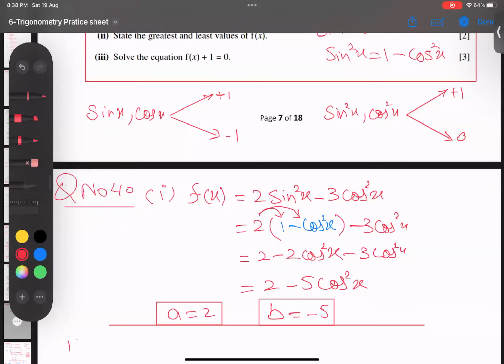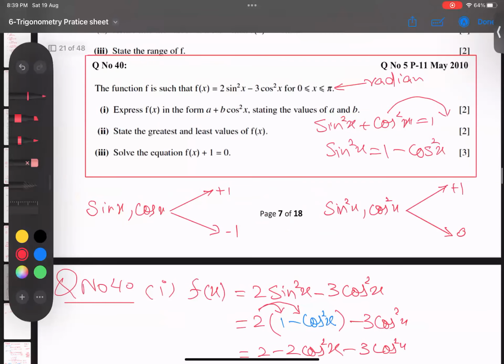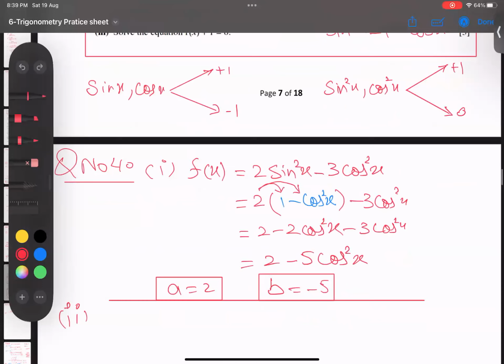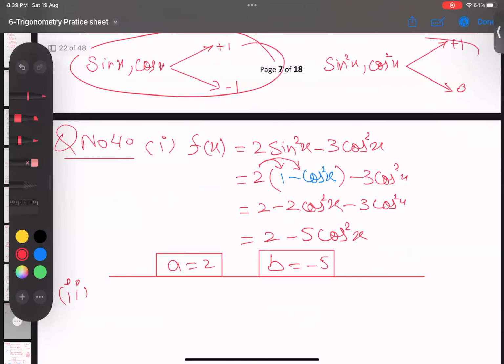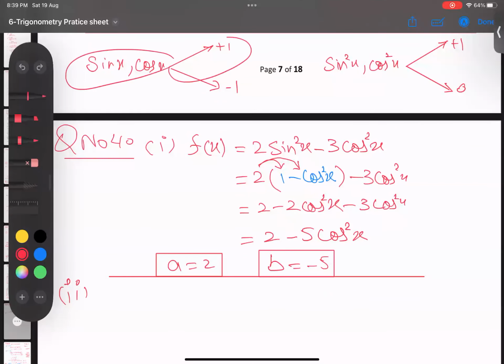Now I'm going for part number 2. And for part 2, the question is: find the least and largest value of f of x. This is a very interesting question. I want to share one thing with you. This data is very, very important for us to understand. You know, students, sine and cos have highest value plus 1 and lowest value minus 1. You know how I always explain this concept?